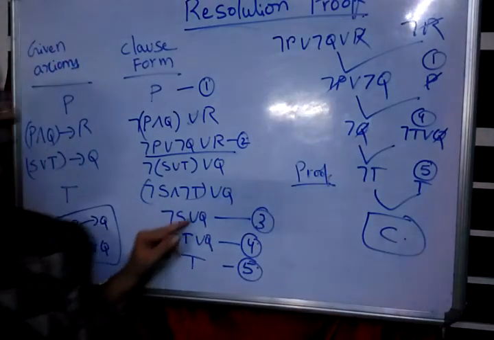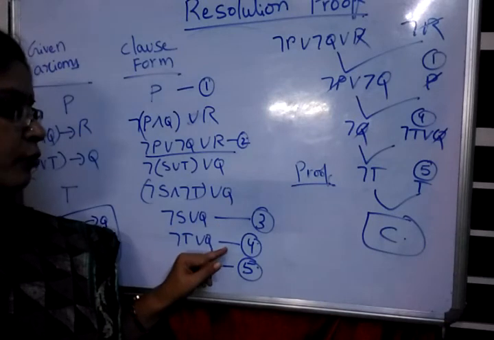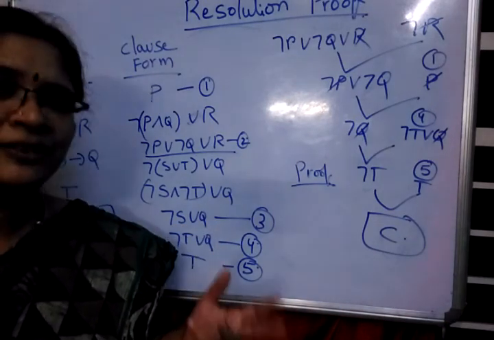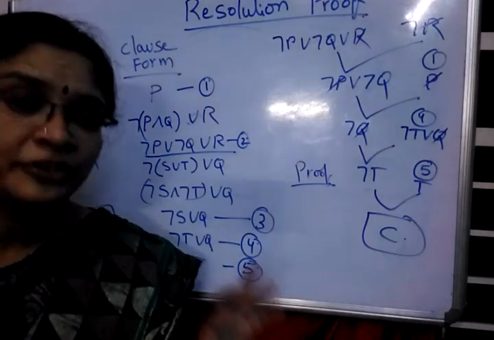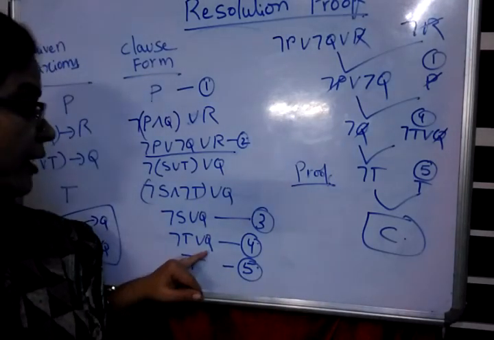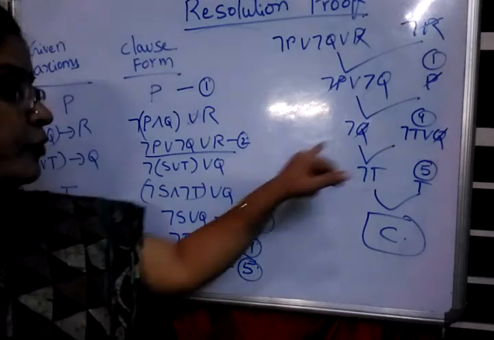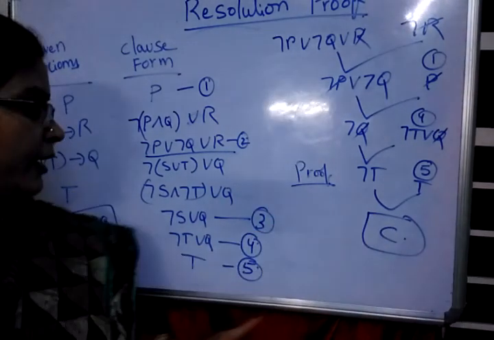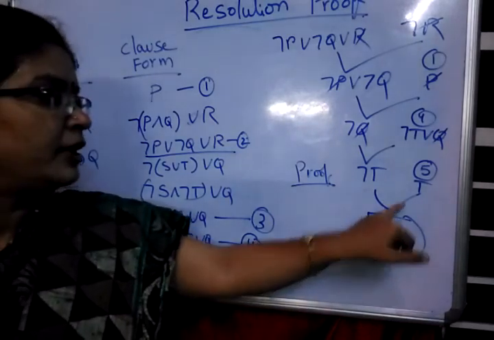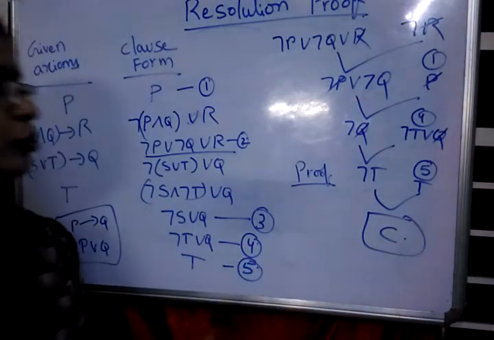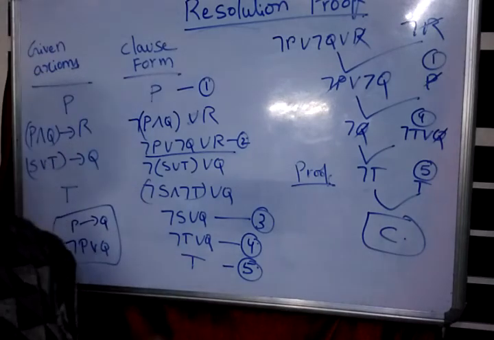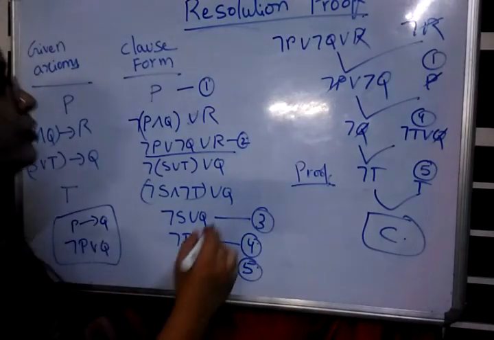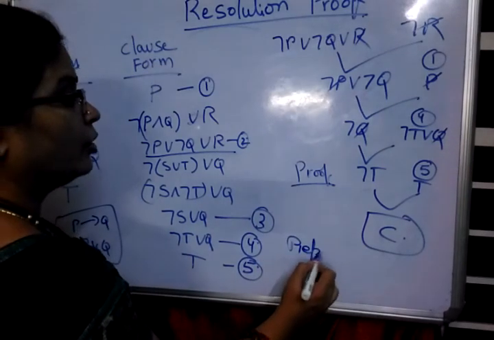For this negation Q, again we have two terms, 3 and 4. With negation S or Q, there is no chance of cancelling S, so S will be the resultant and there is no chance of contradiction. So we take negation T or Q. Q with negation Q, and the resultant is negation T. Again with equation number 5, T, we find the contradiction. All terms are cancelled and resolved, and finally we got the proof of the resolution. This is the resolution proof in propositional logic.